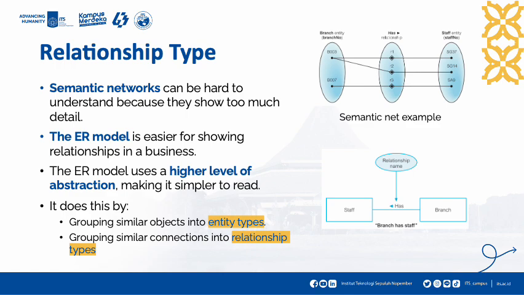For example, from the semantic net example in the picture above, we can convert it to the ER model in the picture below. So we have Staff and Branch, and the relationship here is Has, and then you can see the arrow of the relationship, which we will talk about a bit later. This relationship we can interpret as Branch has Staff. We will discuss in detail how to build a relationship later.